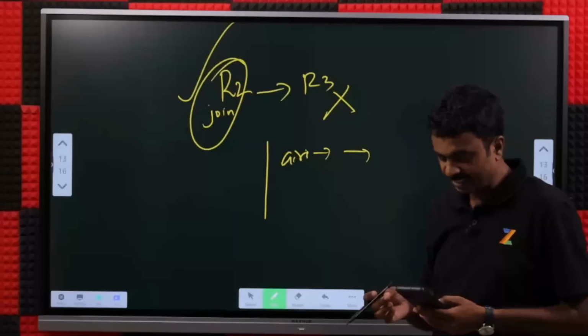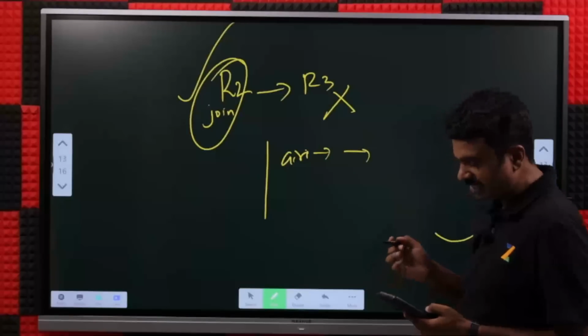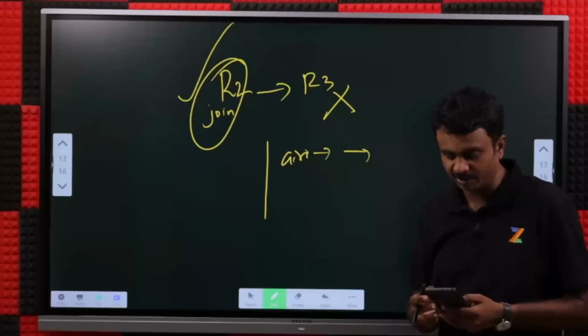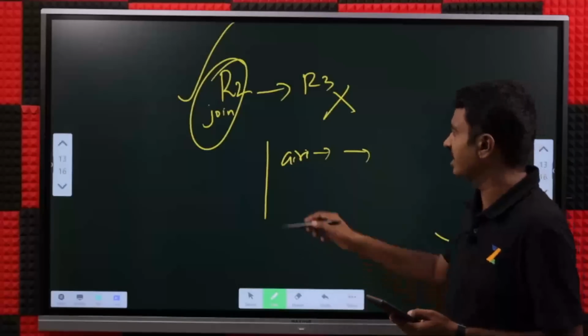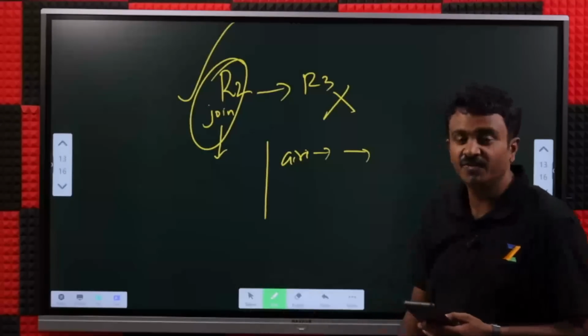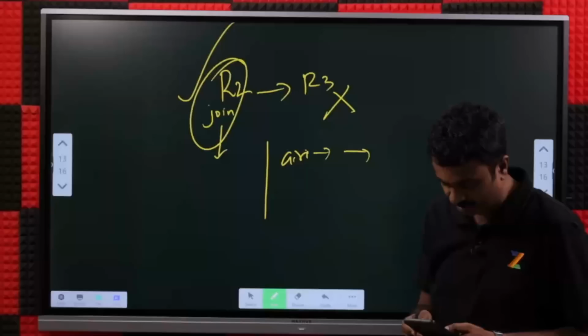If you don't get any seat in round 2 All India, you will not lose your security deposit. When you make some mistake, like not joining after being allotted, that is when you will lose your security deposit. If you don't get any seat, automatically your security deposit will be there.